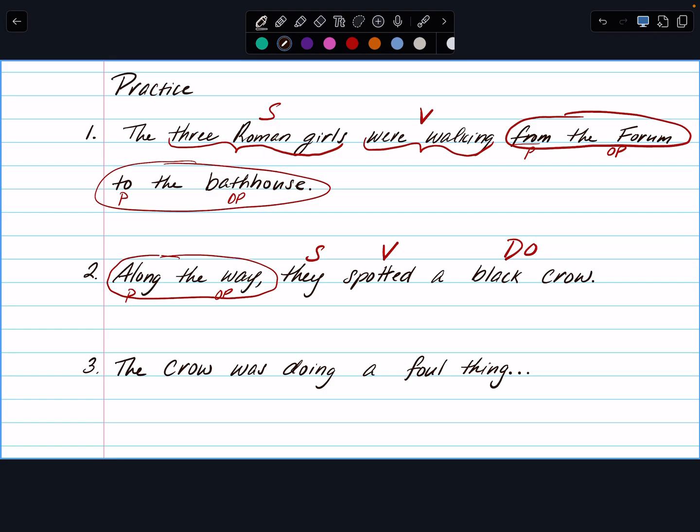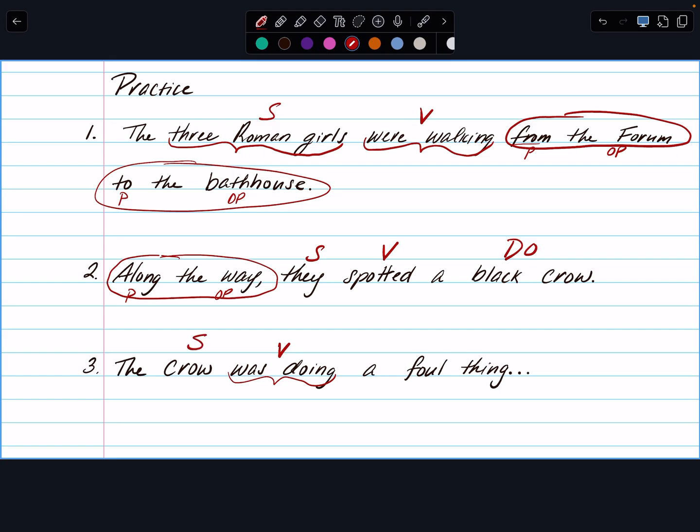All right, find the verb. Who's got it? Any ideas? I'm seeing the same hands over and over again. I would like to spread the wealth. Okay, Victor. Doing. And just to be a little more Latin-minded, was doing would be one word in Latin. So that will be our verb. Who or what is doing the doing? The crow. Okay, so that's our subject.